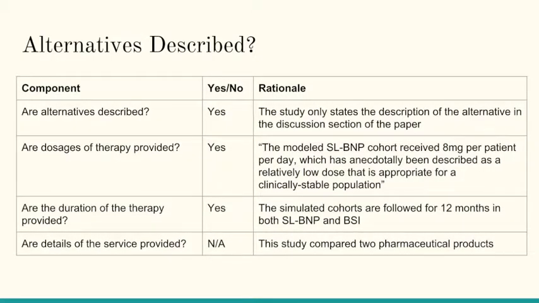To further assess if the alternative is appropriate, we looked at if the alternative is described in the study. The study does include the description of the alternative. It is stated the modeled sublingual buprenorphine cohort received 8 mg per patient per day. The duration of the therapy is 12 months, and the details of the service provided are not stated, as the study compared pharmaceutical products. However, it should be mentioned that the study only states the description of the alternative in the discussion section of the paper and not earlier on, such as the method section.